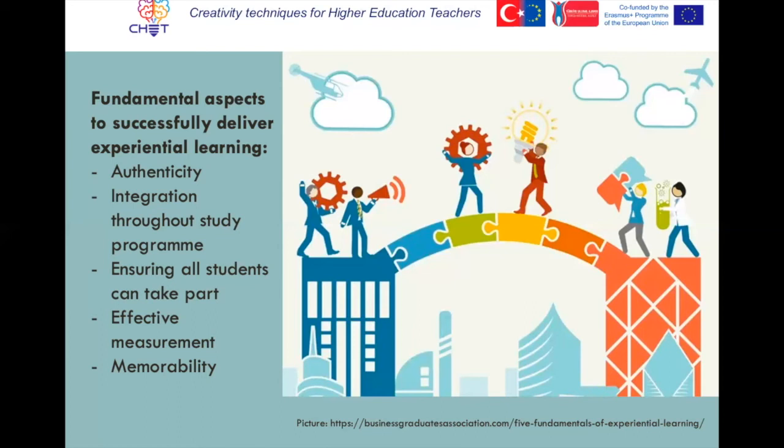Third, ensuring all students can take part. Experiential learning needs to be accessible and flexible enough to accommodate the learning needs of different students. In some cases, experiential learning can be physically challenging or demanding as it takes students out of their comfort zones. This risks isolating those who will not or cannot take part. The design of learning must therefore take the varying needs and abilities of the whole cohort of students into account.